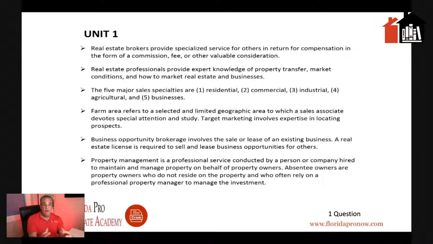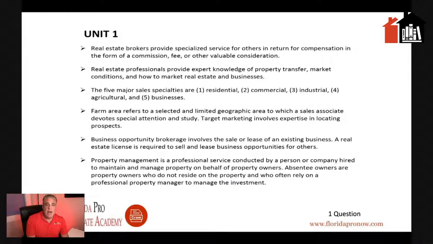So what we were doing is, one of that business is the brokers provide a specialized service in return for compensation. Now, if you see something on the state exam that talks about compensation, it does not necessarily mean that they're talking about actual money. Compensation could be something of valuable consideration, such as a motorcycle, a boat, a plane, a train, that type of thing. But 9 times out of 10, we're going to be getting paid by commission. It's going to be in the form of money. Okay, very important to remember that.